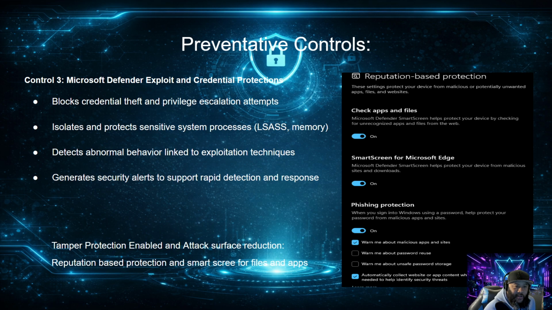All right. Control 3, that's Microsoft Defender exploit and credential protection. Make sure that you have all of these turned on. As you can see, I took a screenshot and I added those. So we're checking apps and files, SmartScreen for Microsoft Edge, and phishing protection. All of these are added. And I also added tamper protection to make sure that none of my files can be overwritten or tampered with, because they're all under an encryption status. So make sure that none of these files can be tampered with and the integrity of the file stays intact.